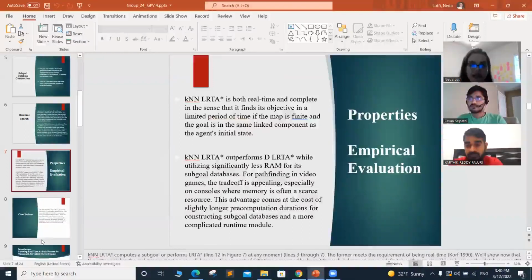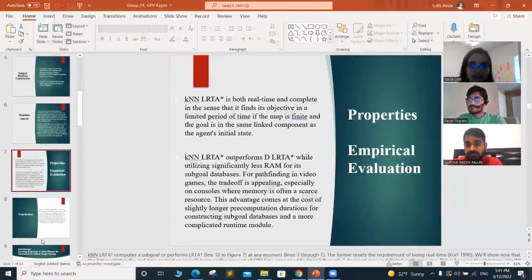kNN LRCA outperforms DLRCA while utilizing significantly less RAM for its subgoal database. For path finding in video games, the trade-off is appealing, especially on consoles, where memory is often a scarce resource.